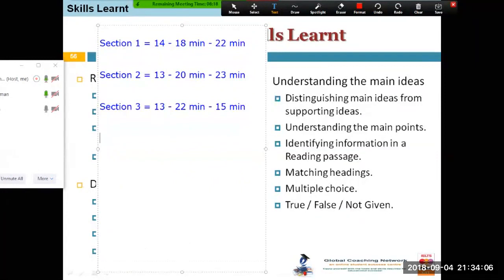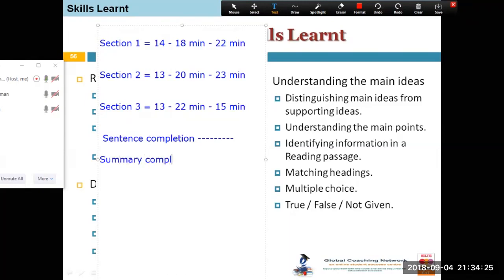For example, if there are questions in which you have to write sentence completion, that are fill in the blanks type questions. There's another question that is summary completion. And there are two types of summary completion. In one type, some options are given, and in the other type, there are no options.